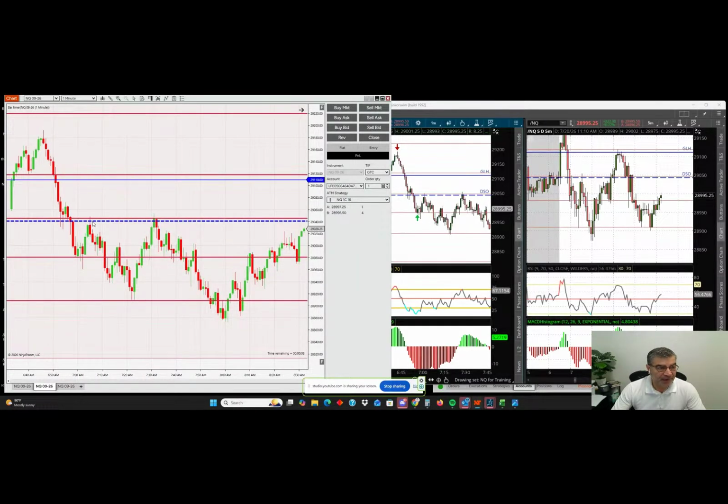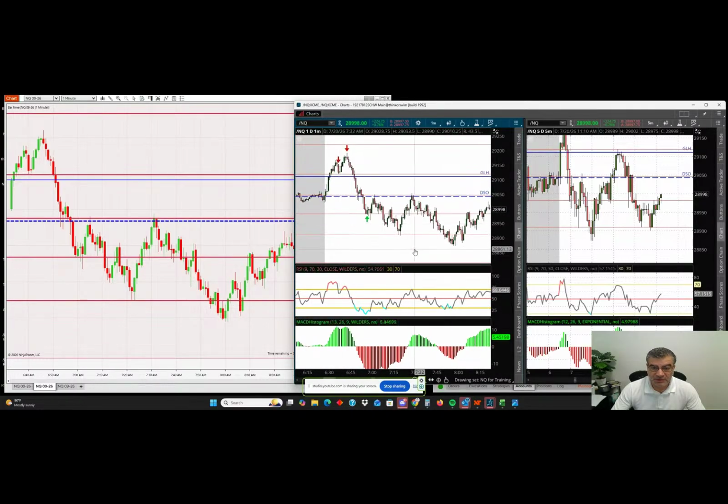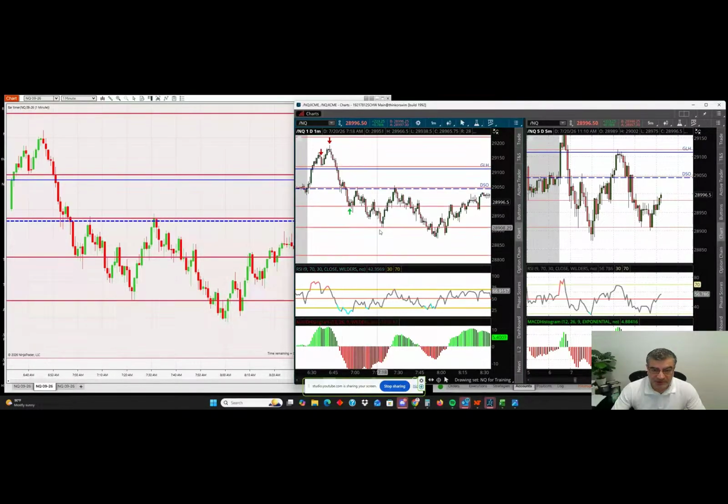And then it went back up and tested the level and the day session open. There was a short right below this bar here, and it continued to go down. No trades here. And I want to see this section here. This is a very important section.